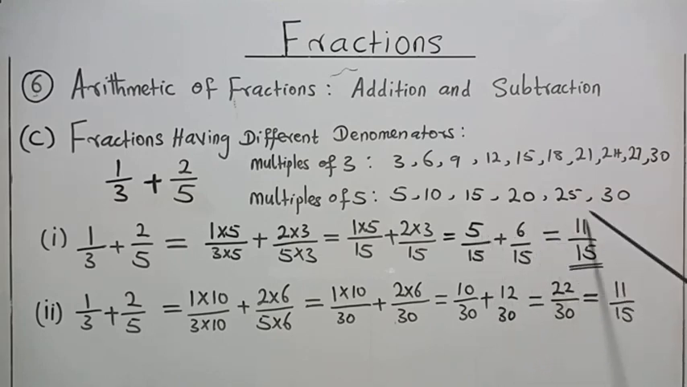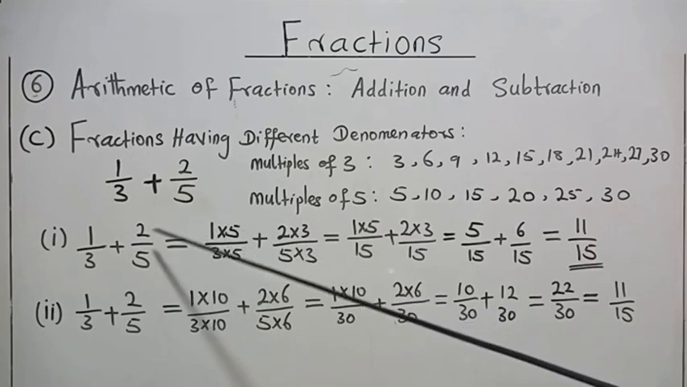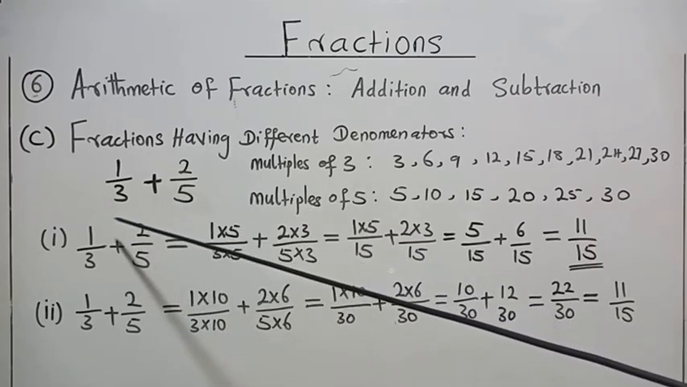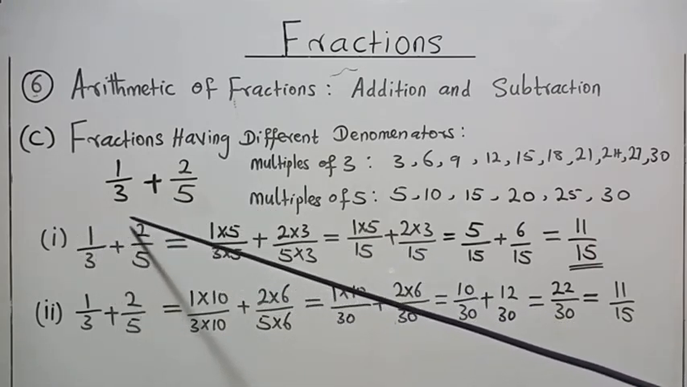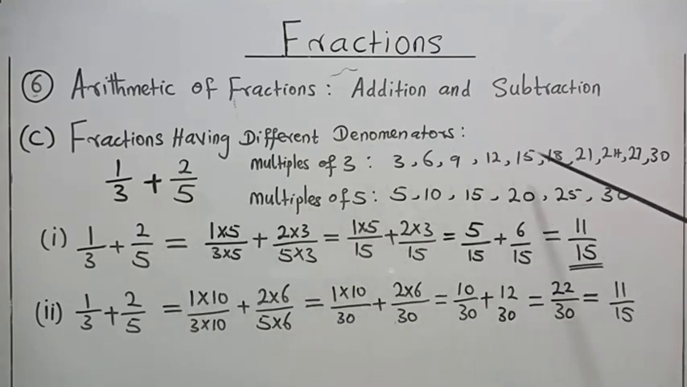5 plus 6 is 11. That means altogether there are 11 portions already picked out of the existing 15 portions of one orange. As a result, this is the answer to this number operation. That means that 1 over 3 plus 2 over 5 is equal to 11 over 15.